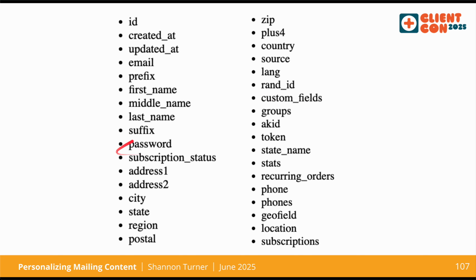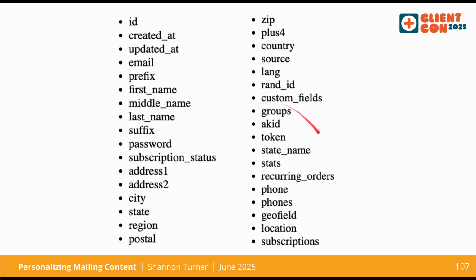Don't worry about things like password appearing in this list. We do not store the user's password in plain text. You cannot view a user's password. This just shows you all of the fields that are available in the database, plus some other related objects like the custom fields and the phones. So in other words, what's available to you as a snippet?